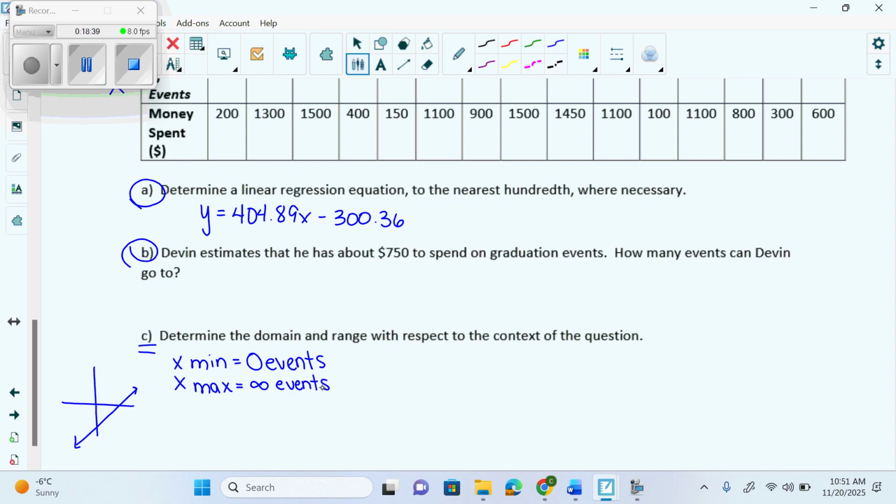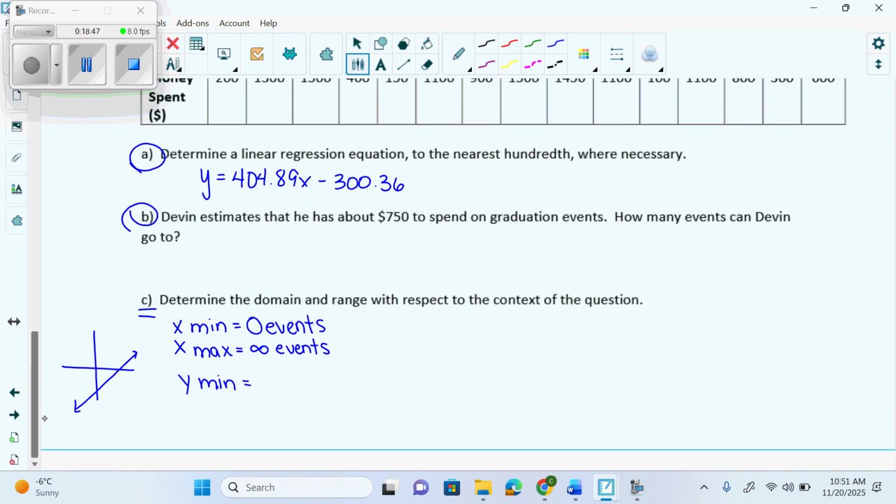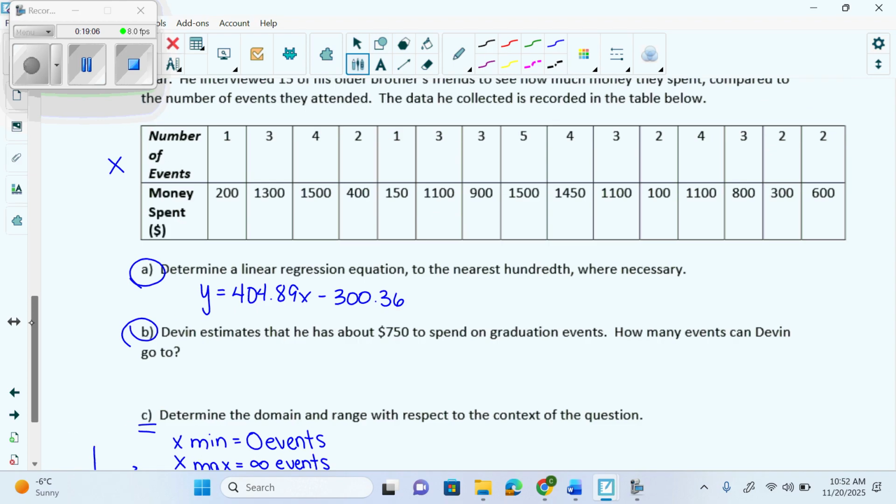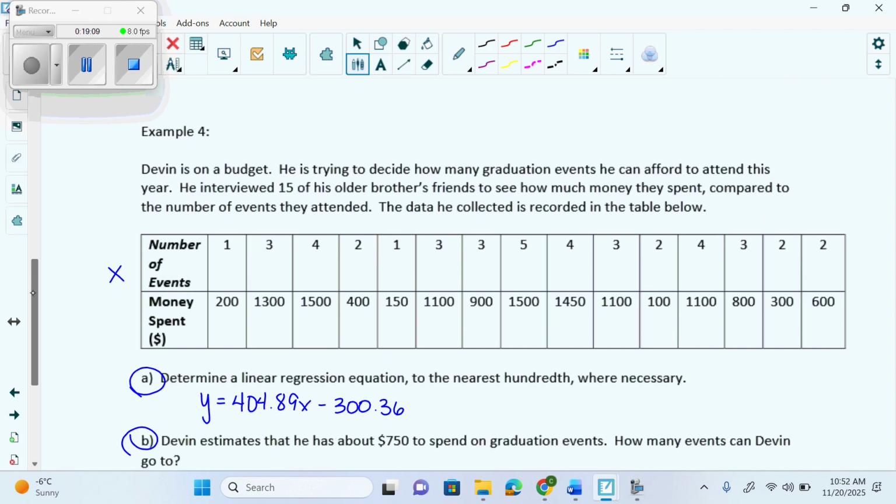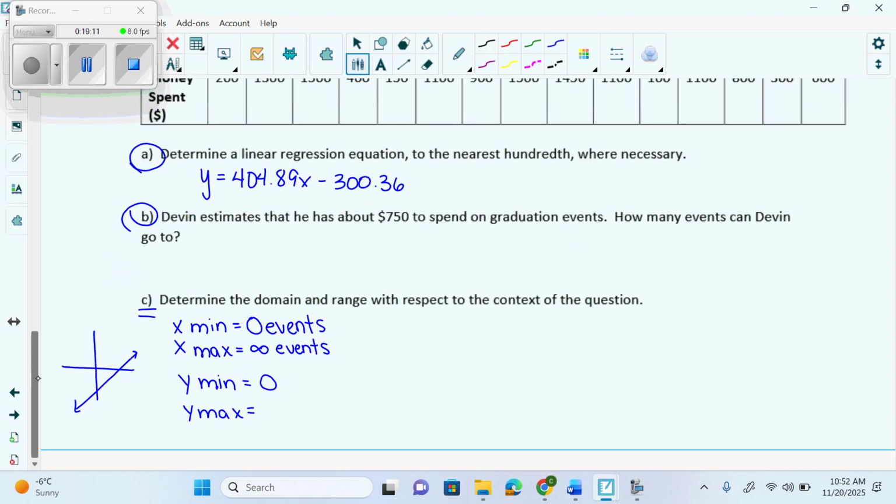Let's talk about our Y min. Money. What is the minimum amount of money he could spend? 0. He could go nowhere, spend nothing. Yeah? Does he have a maximum amount he can spend? Did it say in there he has a maximum amount of any sort? Does it say up here there's a maximum amount he can spend? No. So that's an infinite amount of money. Correct? Do we agree?